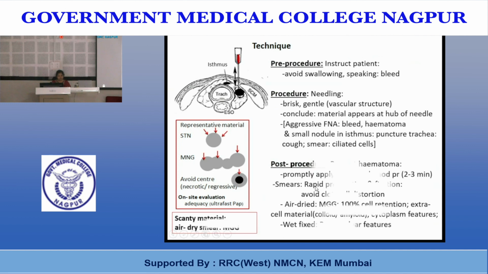Now, post-procedurally, quickly put a gauze pad at the site of the FNA. It tends to bleed more, and when the patient comes for the report, often the residents must have faced it, that they show you the patch of hemorrhage and hematoma which is formed out there. And immediately, rapidly prepare and fix the smears. This will avoid clot formation and it will decrease the cell distortion.